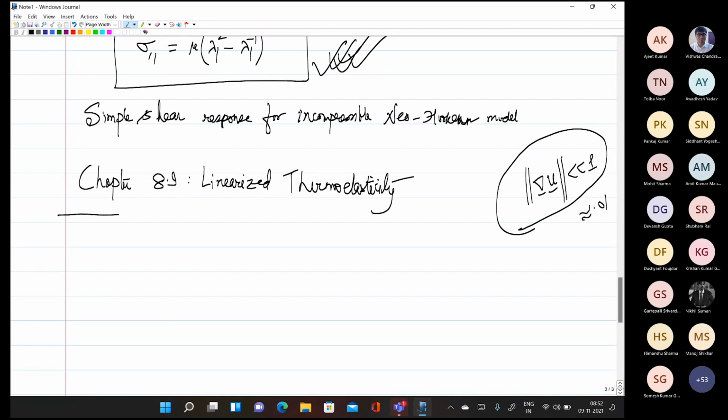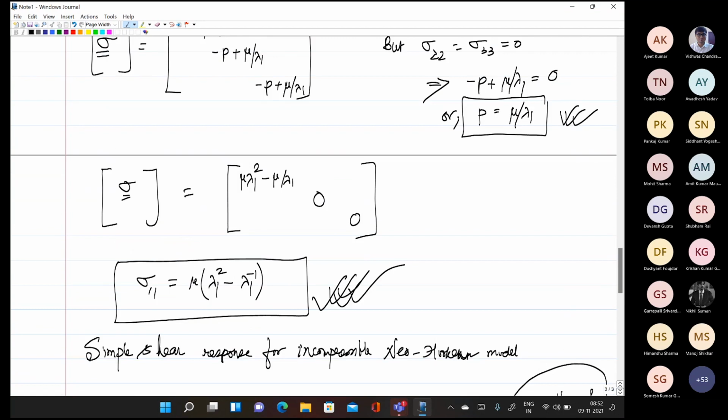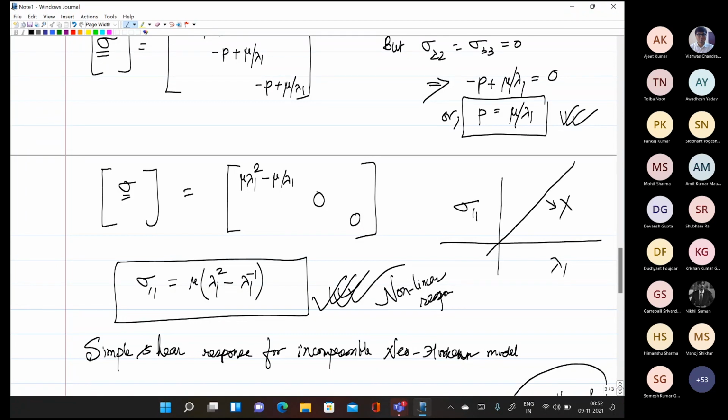Okay, so that is something we'll do tomorrow. Look at this response, for example: sigma 11 equals mu times lambda 1 squared minus 1 by lambda 1. It's a nonlinear response. If you draw the graph of sigma 11 versus lambda 1, you won't get a straight line. You'll have a curved line, basically. So what you have here is a nonlinear response. Of course, you can linearize this in lambda 1 by neglecting the higher order terms in lambda 1. Okay, let's talk about that tomorrow.